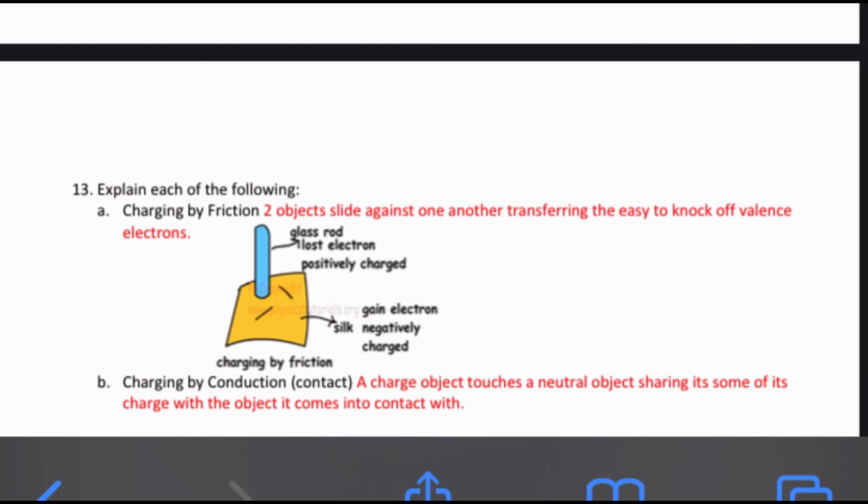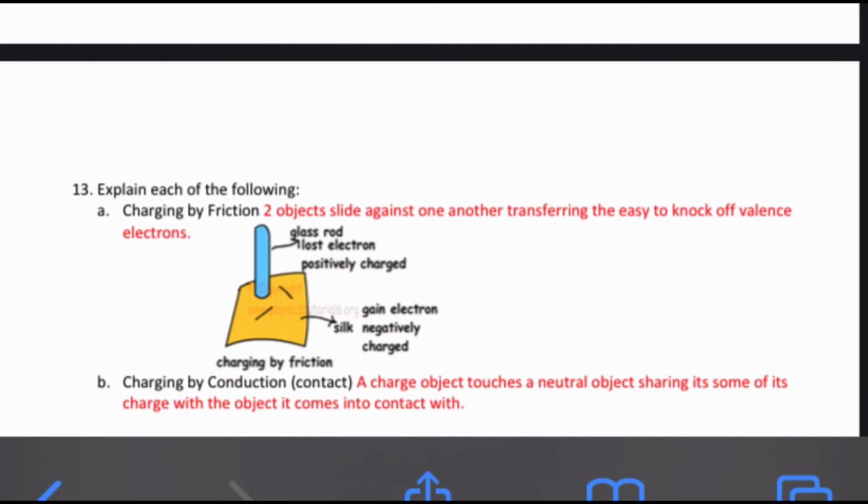Charging by conduction, so you have to use contact again. Induction is the only one you don't have to use contact for. A charged object touches a neutral object, sharing some of its charge with the object it comes in contact with. Basically, what you need to know for conduction, they have to touch, and whatever charge is on the first one is most likely going to be the charge that's going to be on the second object.